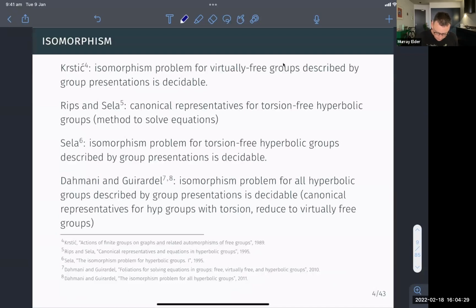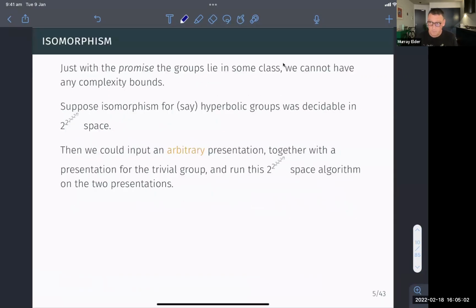And so quite a while later, 2010-11, Dahmani and Guirardel extended the idea of canonical representatives to all hyperbolic groups, and so they could solve equations in any hyperbolic group by reducing equations to equations over virtually free groups. They showed how to solve equations in virtually free groups as well. And putting all that together with some JSJ stuff, you can decide isomorphism for all hyperbolic groups. There's an algorithm.